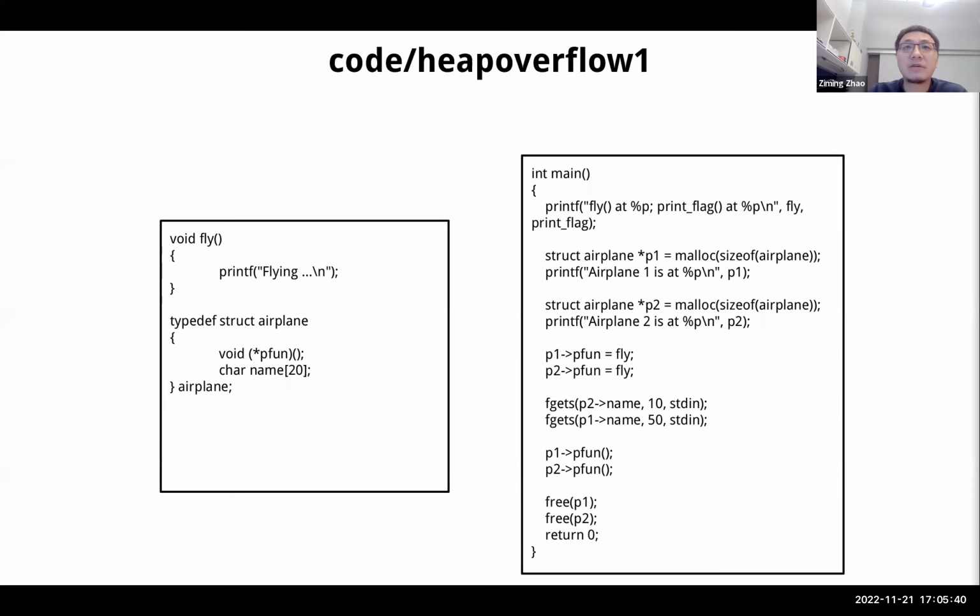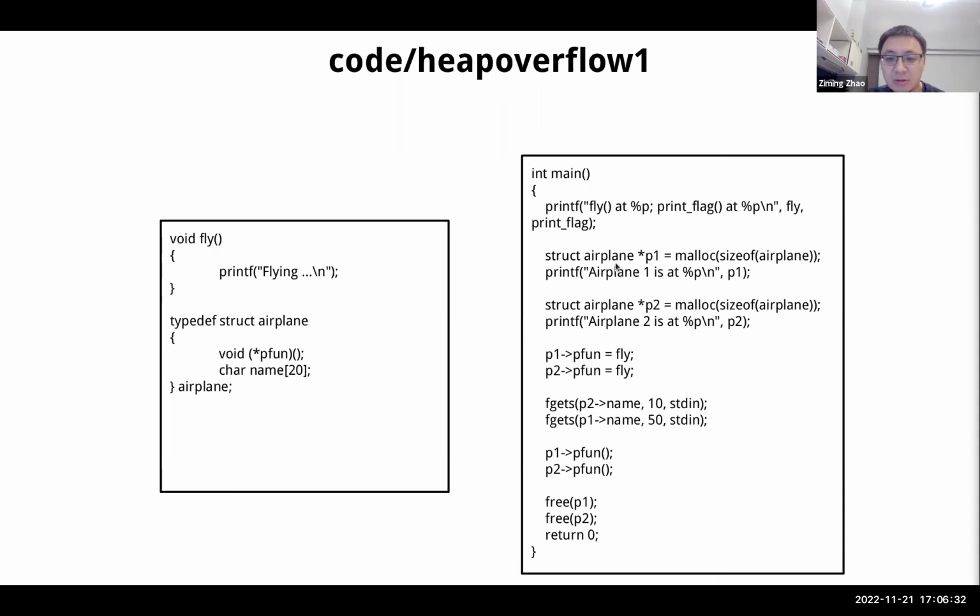So let's see the first example here. This is a C program, but it is very similar to our C++ objects. Here we have an airplane structure. It's a structure in C, so it doesn't really have the virtual function tables as in C++. But we do have a function pointer in the structure. If this is 32-bit, then there is a function pointer at the beginning, 4 bytes. Then there is the name of this airplane, 20 bytes. Then there is another function called fly. The fly function will just print flying.